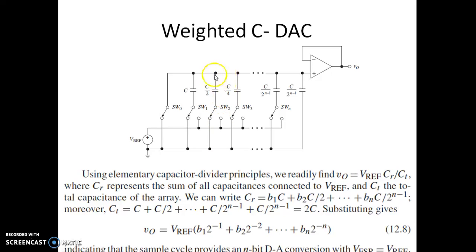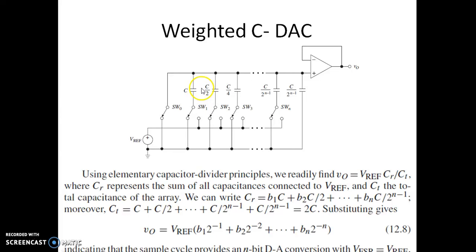Now, by considering the values of the capacitors connected in this fashion, CR is the capacitor that will be connected to V reference, so CR can be written as B1 into C. So this is the switch B1. If B1 is connected to 1, this capacitor will be connected to V reference. Plus, depending on the values of B1, B2, B3, those particular capacitors will be connected to V reference. If B1 is 1, the C capacitor is connected to V reference. If B2 is 1, C by 2 is connected. And if B3 is 1, C by 4 is connected.